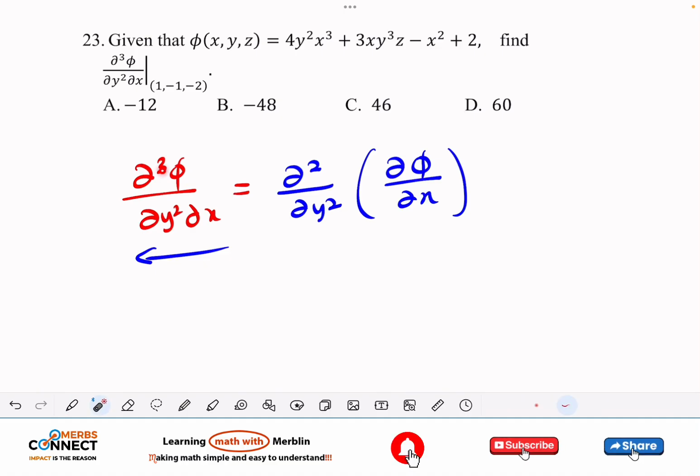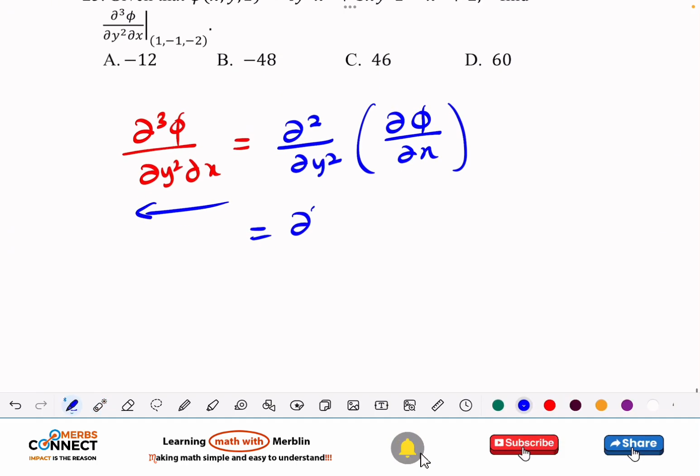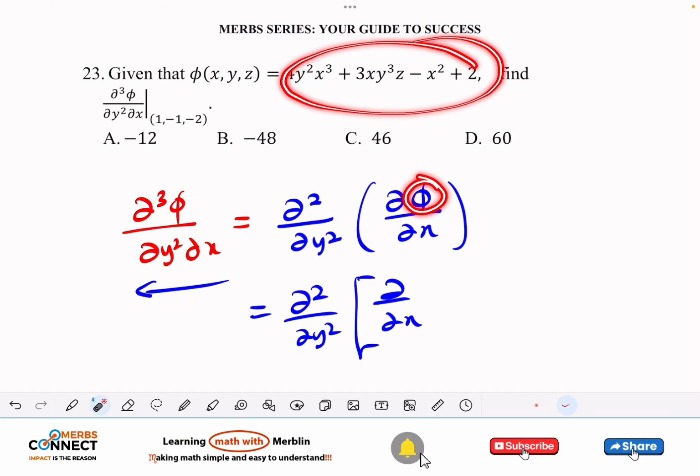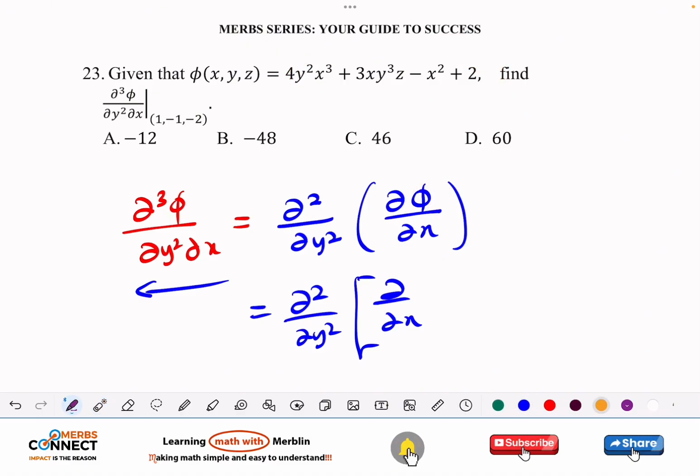So you pick one of this line. So when I multiply this one by this, I'll get 3, and this and this. So it means that I'm going to have partial squared over y squared. Then I need to differentiate this with respect to x. But what is this? This is what is here. So I can write this one as 4y squared x to the power 3 plus 3xy cubed z minus x squared plus 2.